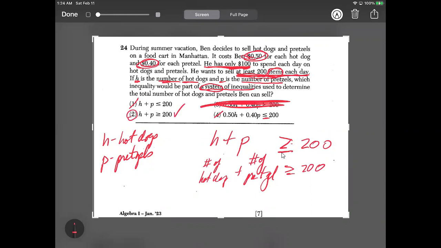Now, there's a lot more that's built into this question, and we're going to cover system of equations, word problems, and how to break these down. But for now, that's one of the ways that you can answer this question. Just focus on understanding the constraints, at least 200, and then going from there.